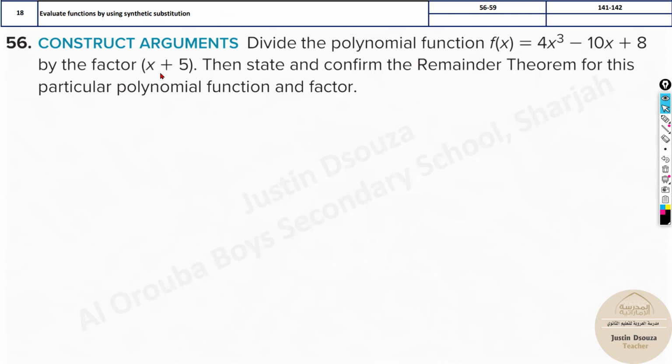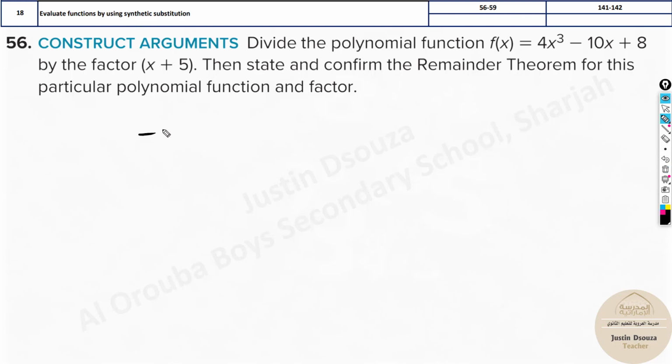Now, since they have told synthetic division, first you must see whether there is any factor over here, a coefficient. There is nothing. Then we can use this. Here, whatever is given to you to divide, this is the divisor, isn't it? x plus 5. Make it equal to 0, x is equal to minus 5. So this is very important, x equals minus 5.